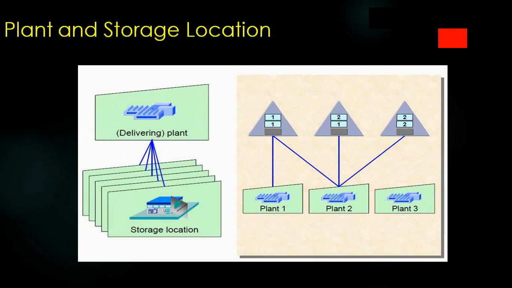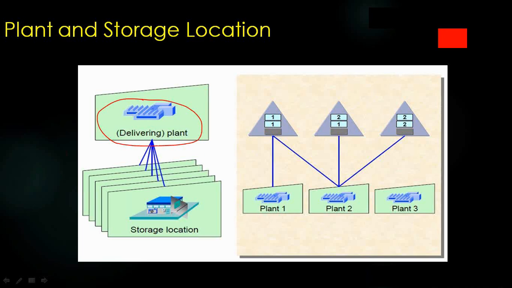Now we'll discuss some other organizational units in SAP SD. So let us discuss plant and storage location. What is plant and storage location? Plant means delivering plant. A delivering plant has storage locations. What that means is the plant from where we want to deliver the goods to the customer, and every plant is divided into different storage locations.